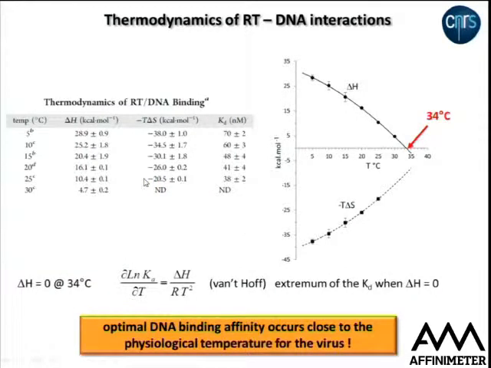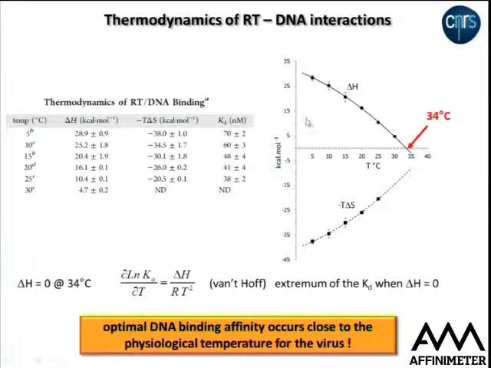So now if we look at the temperature dependency of thermodynamic parameters, you can see that there is a strong dependency of the delta H. This is due to the heat capacity change, delta Cp, which is strongly negative in this case, which is in full agreement with the crystal structure of the free protein and the protein bound to DNA, showing that there is large protein refolding upon DNA binding.